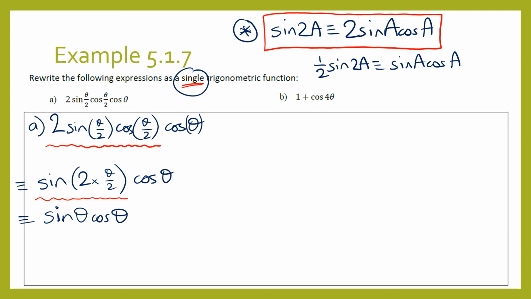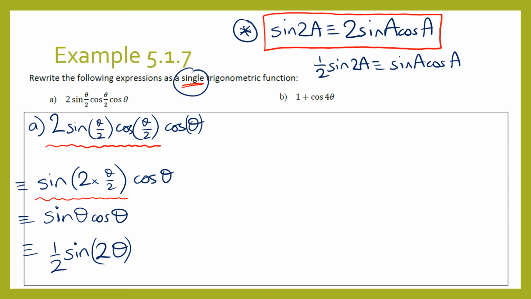So here, A is the same as theta. So just replace A with theta, and the left hand side of the formula tells us half sine of 2A. So it's going to be half sine of 2 theta. 1/2 multiplied by sine of 2 theta. If you want to, you can put brackets around 2 theta. It doesn't change it, so you can leave them off if you want to. So that's a single trig function.